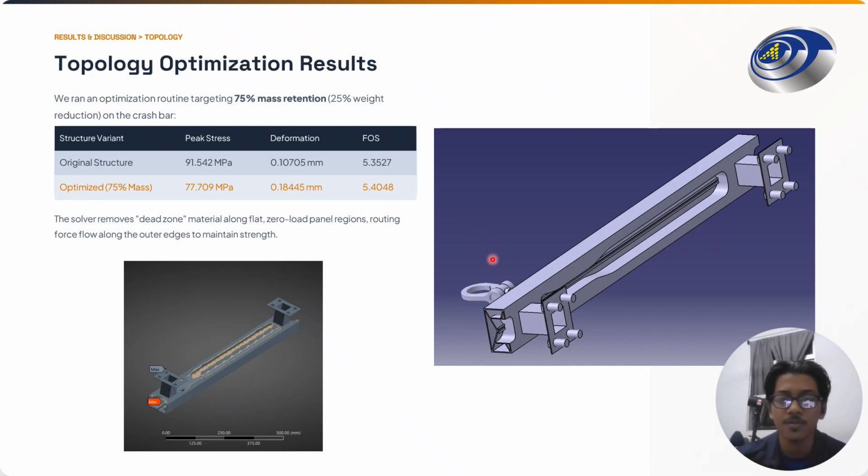But our factor of safety was increased slightly from 5.35 to 5.40, which is a success for us, because we removed some of the material, the stress redistributed itself, and because of that, our peak stress dropped and our factor of safety increased.